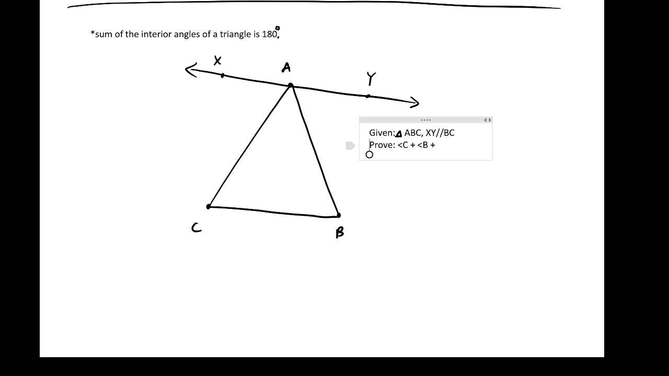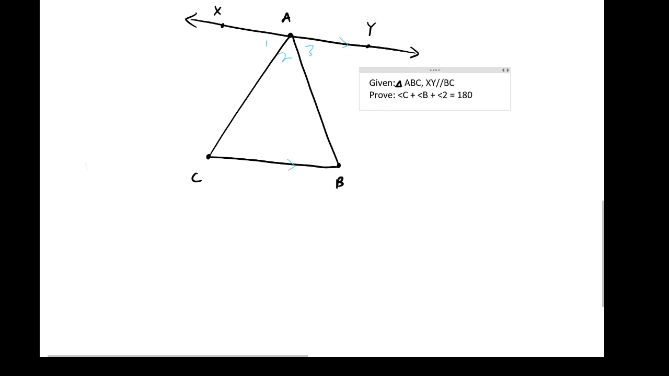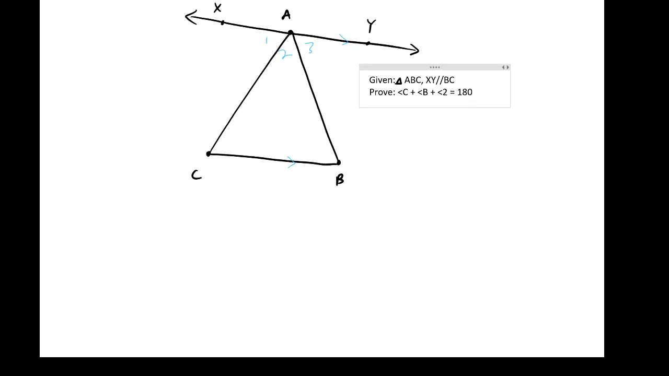So we're going to number these angles 1, 2, and 3. And again, our given is that we constructed XY and BC parallel. And we're going to say that this is angle 2. And we're going to say that the sum of those we want to prove is 180 degrees. And when we do that, we've actually proven the interior angle sum for triangles. So let's go ahead and do our proof, our 2-column proof.